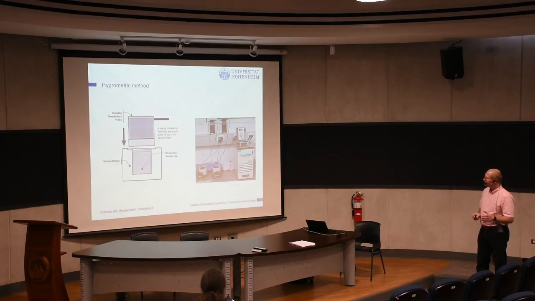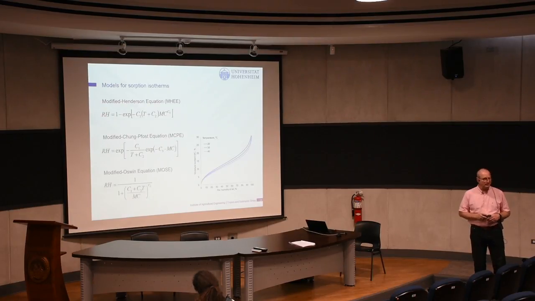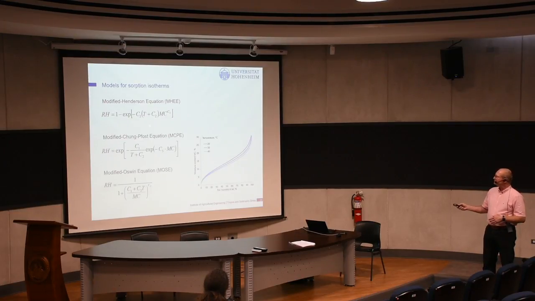Okay, so now I have to jump back again. If I have my data points here, then it would be nice to have such a smooth curve through it, and there are certain models, equations. There are more than 50 in the scientific market, but I have brought along three very frequently used ones. Here the modified Henderson equation, and we go to one of them.